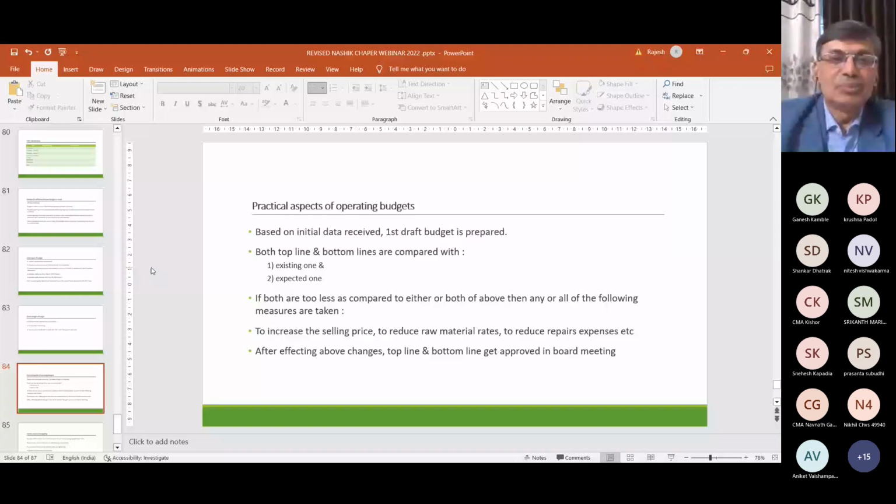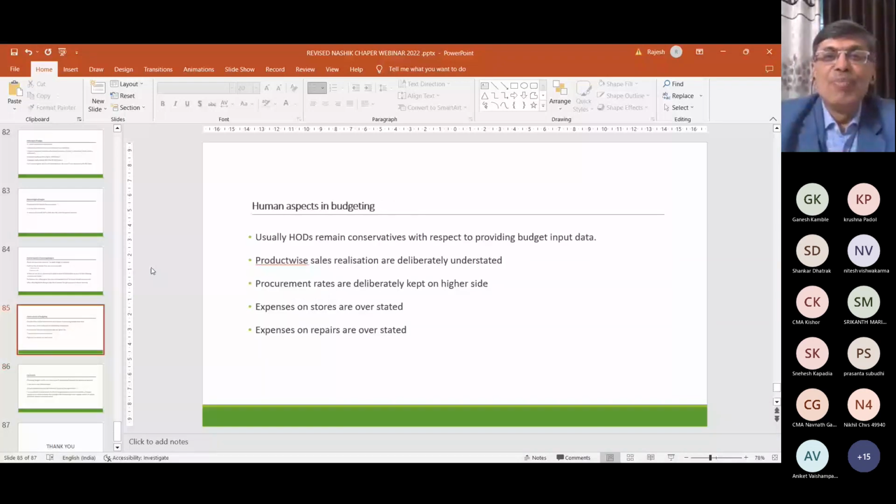Human aspects in budget. Usually HODs remain conservative with respect to providing budget input data. What should be the actual when I'm providing this budget? What should be the actual? So it is better to provide those data so that when the actual comes, the budget remains favorable to the management.